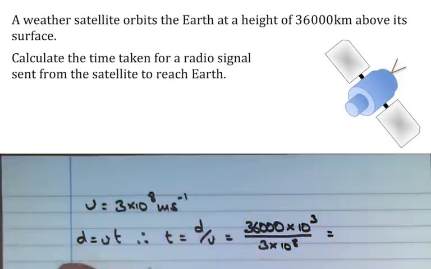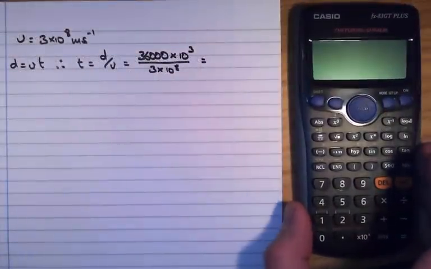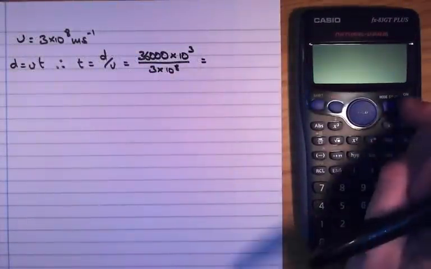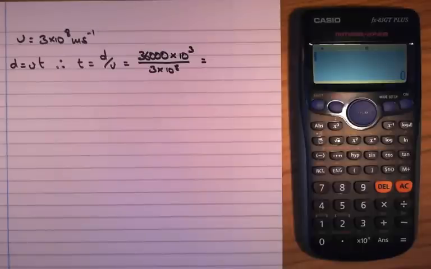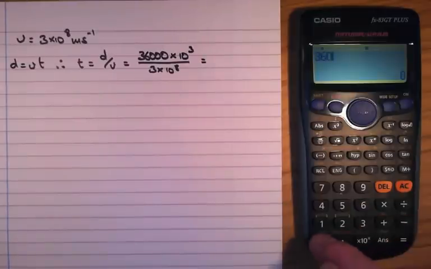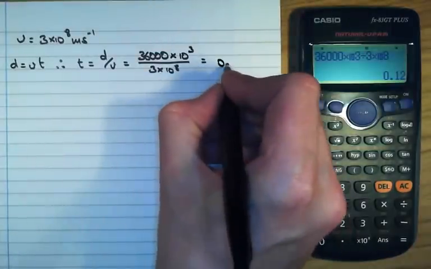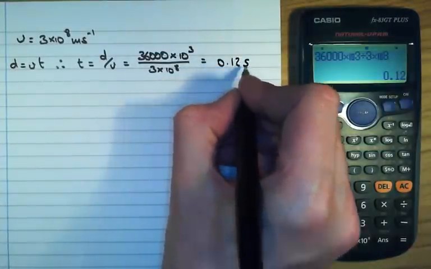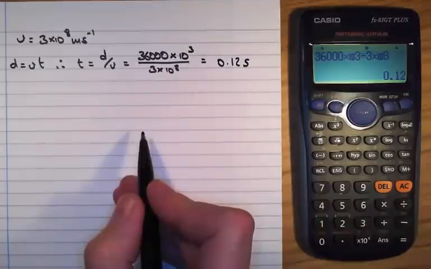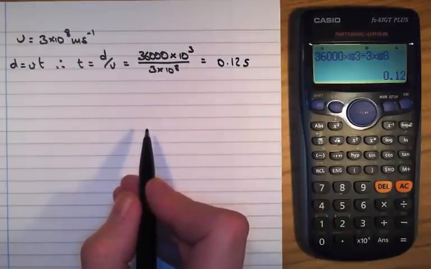And bringing the calculator again. Now, I've said before again, in these questions, of course, you really need to know the position of this button here, times 10 to the power of x, or in some calculators, exp. I'll not say too much about that just now. So 36000 times 10 to the power of 3 divided by 3 times 10 to the power of 8 gives me 0.12 seconds. Now I don't obviously need to round that because I've got two significant figures. And there we go.